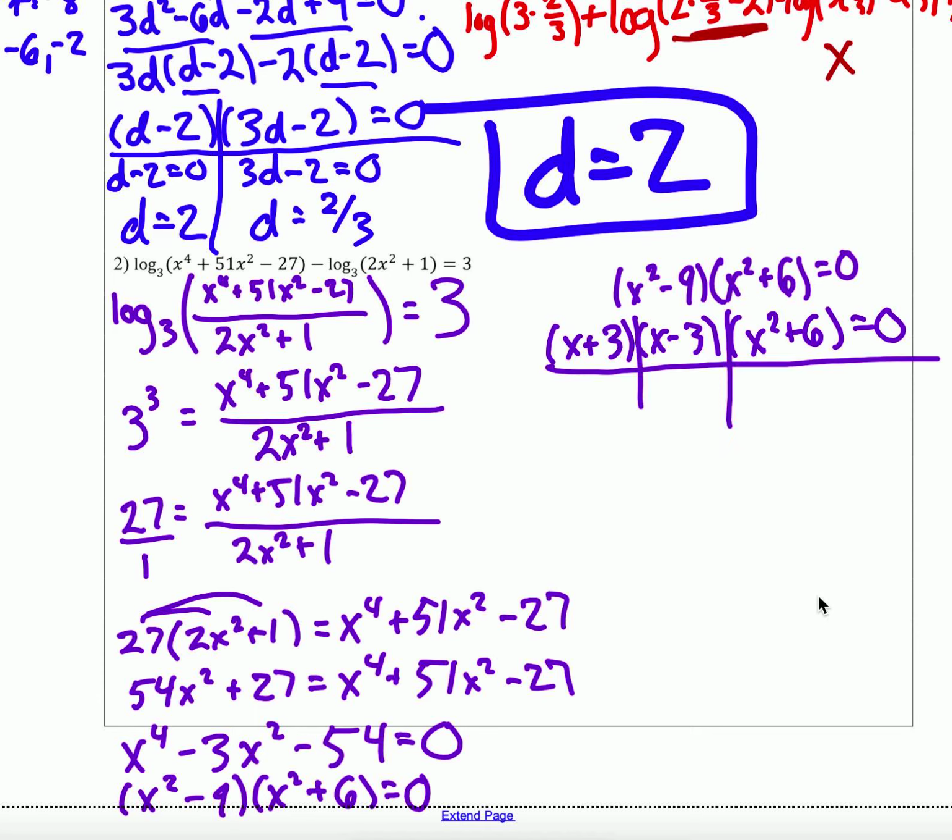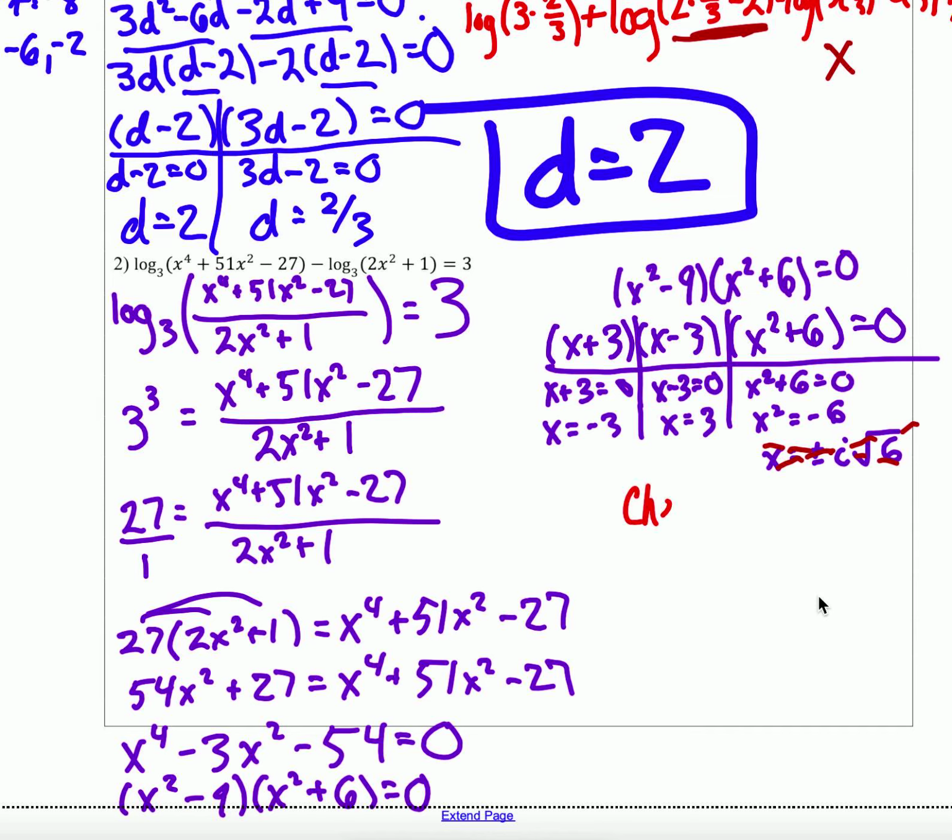Now I'm going to T-chart. So I'm going to set every single factor equal to 0. That's going to be x plus 3 equals 0, x minus 3 equals 0, and x squared plus 6 equals 0. When I solve for them, I get x equals negative 3. I get x equals 3. And here I get x squared equals negative 6. When I square root both sides, I get x equal to plus or minus i radical 6. Can't have an imaginary number inside the logarithm. That's not going to work. So we can reject that right away. So our two potential answers are positive and negative 3. We just have to make sure we check that. So let's check both answers.